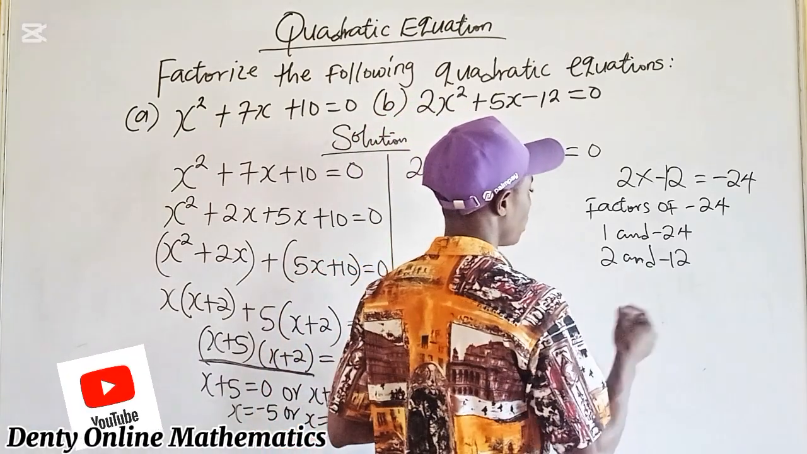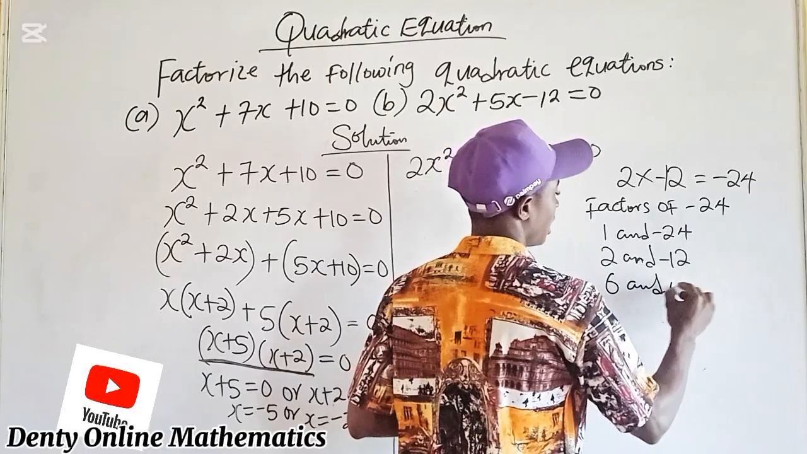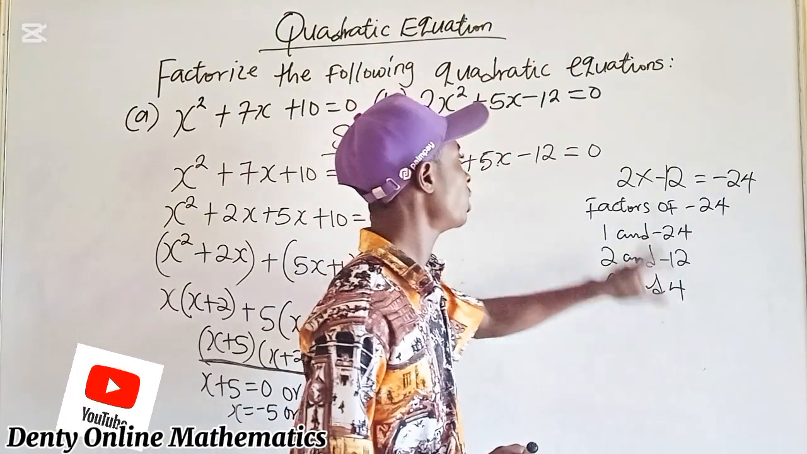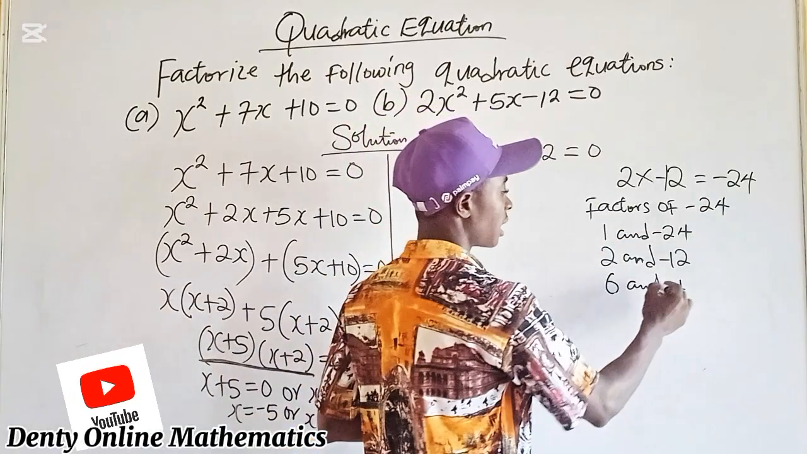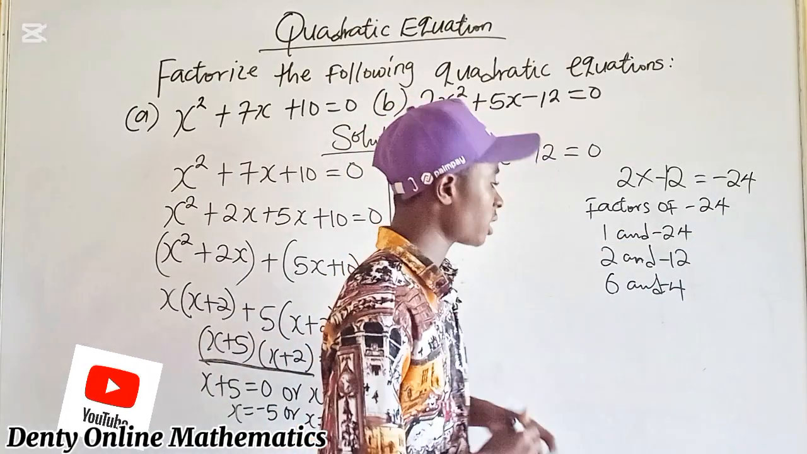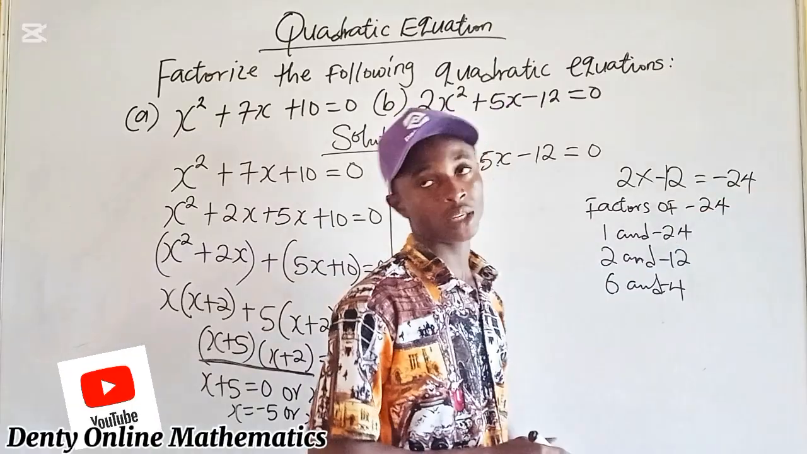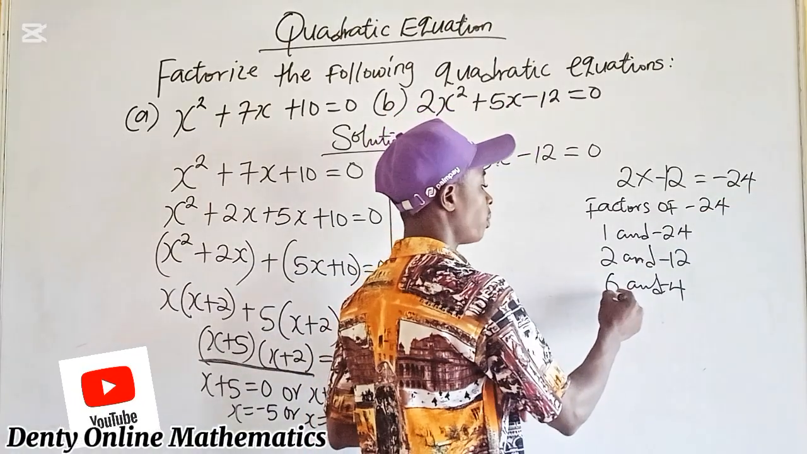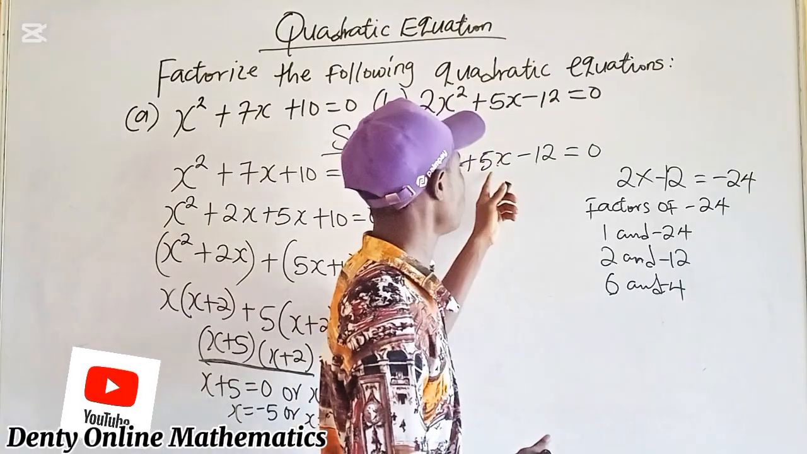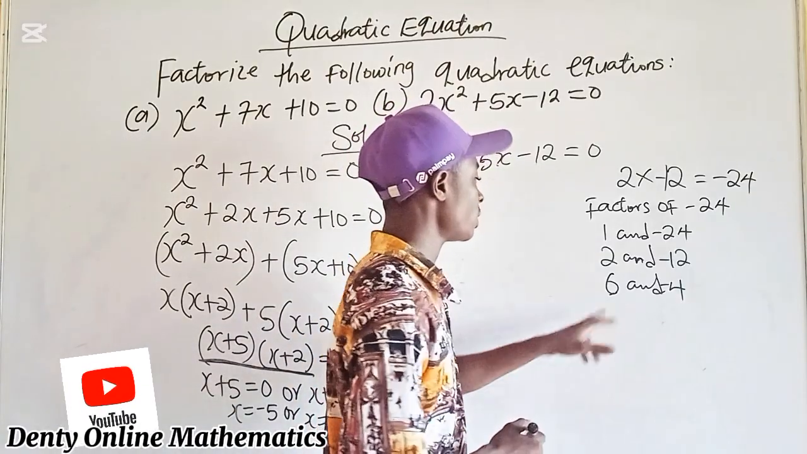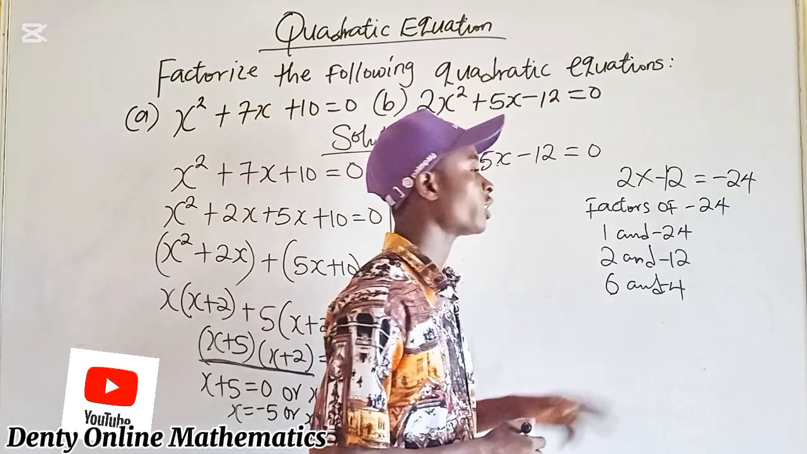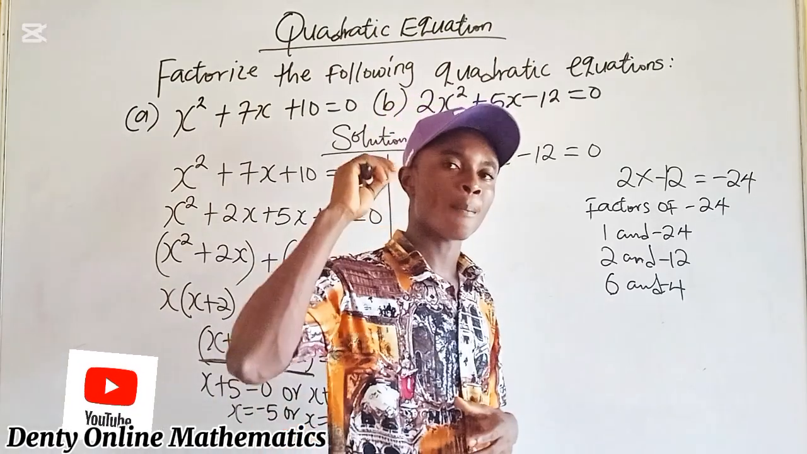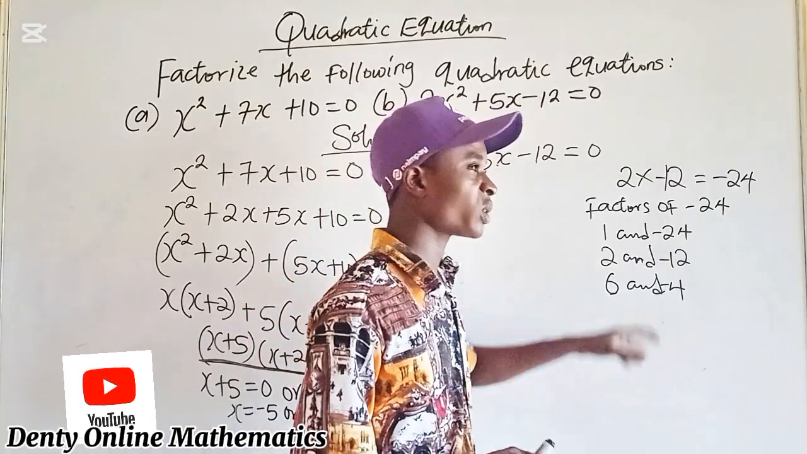Now let's check. Another one is 6 and 4. If you multiply 6 times minus 4, that gives us minus 24. But 6 plus minus 4 will not give us 5, neither will 6 minus 4 give us 5. So we'll still look for more factors of 24.